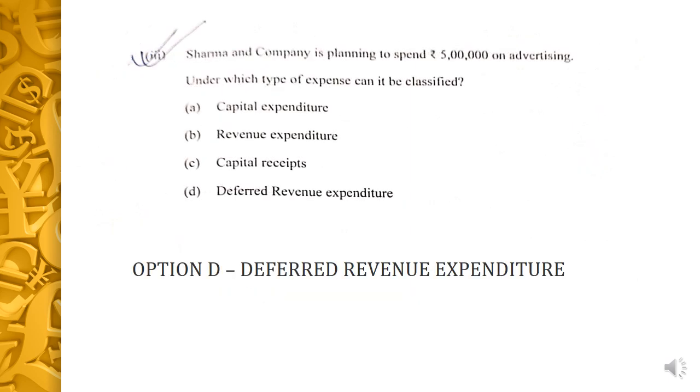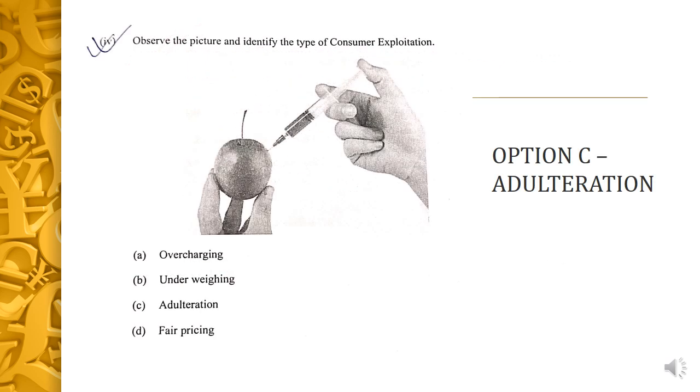The amount involved in this is relatively higher, that is 5 lakhs, and expenditure on advertising is classified under deferred revenue expenditure, so the answer will be option D. Here, there's no reason why someone would put an injection in an apple. So, obviously, it will be adulteration.